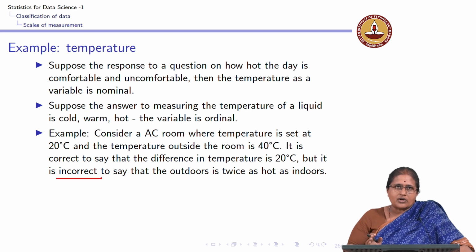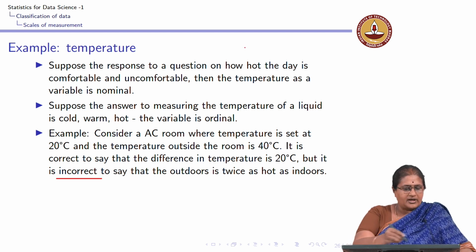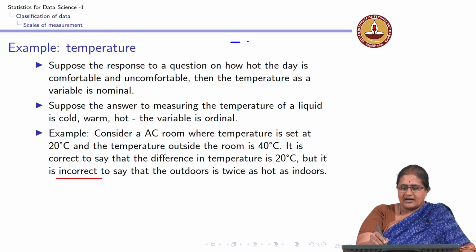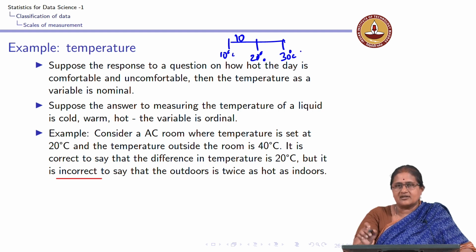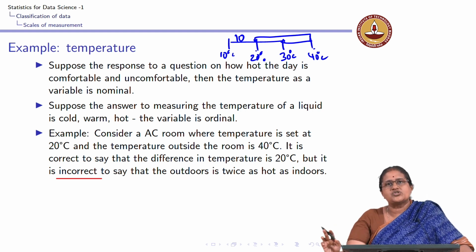So, when I am talking about an interval scale, I know the difference between 10 degrees centigrade and 20 degrees centigrade is 10, which is the same as the difference between 20 and 30 degrees centigrade, which is the same as the difference between 30 and 40 degrees centigrade, but I cannot make a statement that 40 degrees centigrade is twice as hot as 20 degrees centigrade.